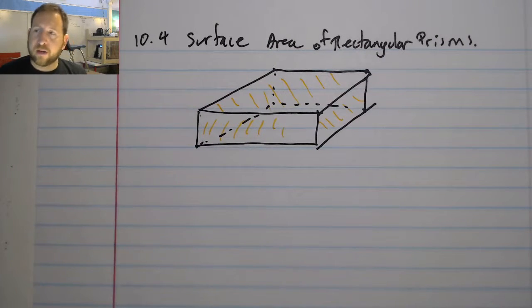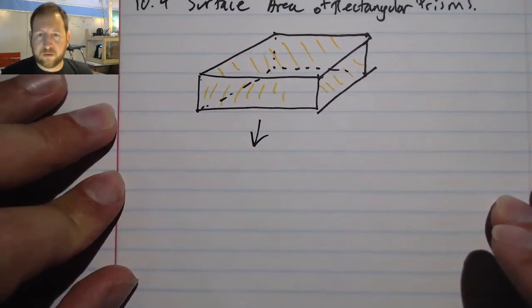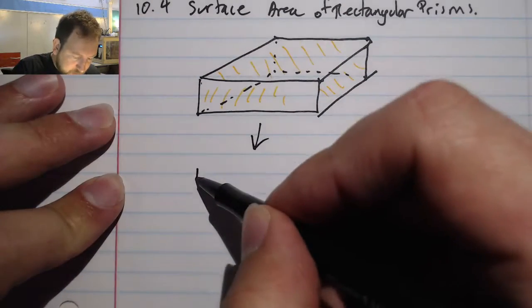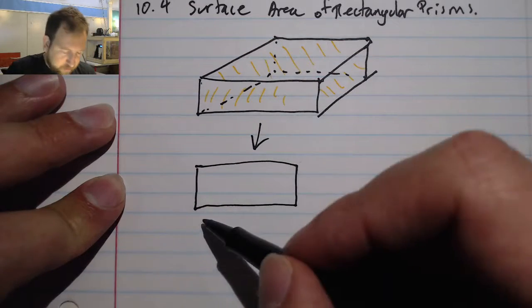And the easiest way for me to do this is to kind of tear it apart and turn it into a net, kind of like I had before. So let's take this and let's turn it into a net. And this is the net that I'm going to build from my rectangular prism.